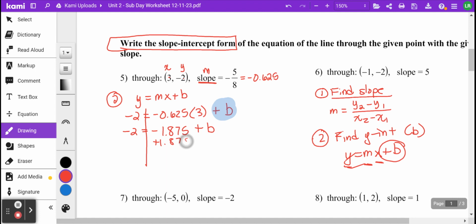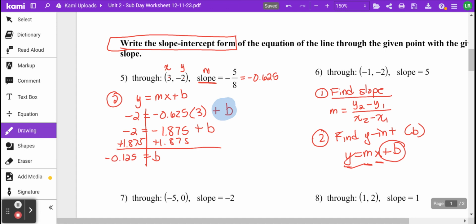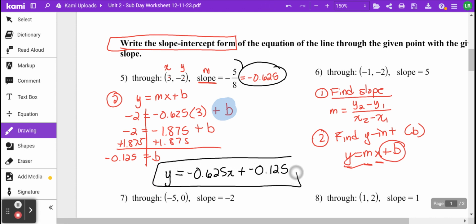Add 1.875 to both sides. And I'm going to get negative 0.125. So my final answer in slope-intercept form would be y equals, use your slope here that we have. Let's use a decimal because that's what we're going to be typically getting in this project. Negative 0.625x plus the b we just found, negative 0.125.